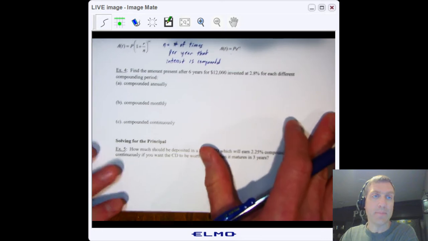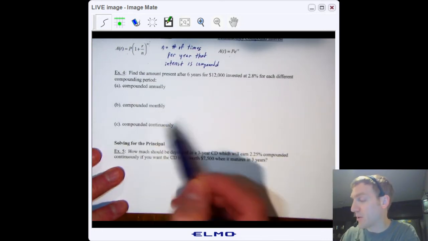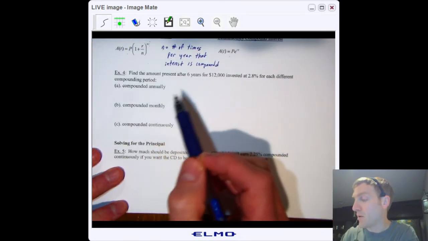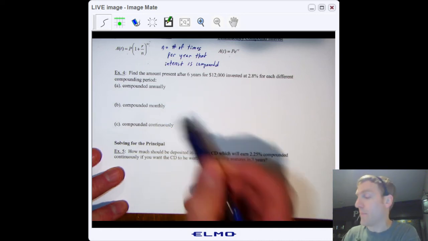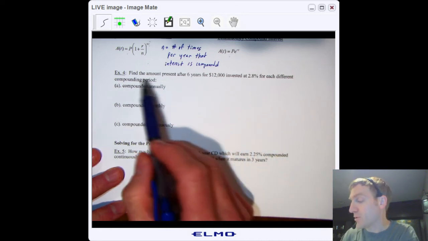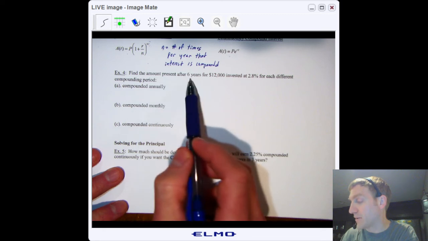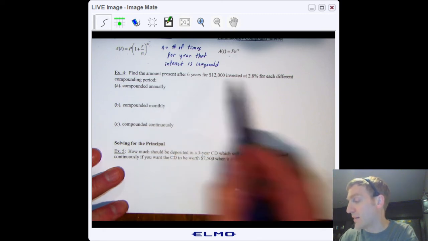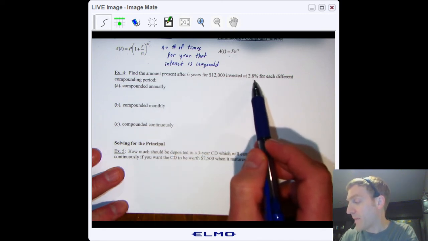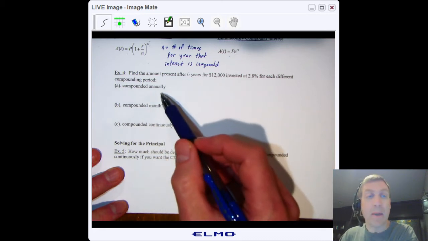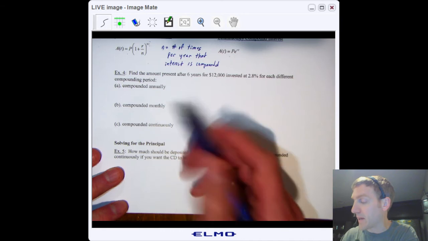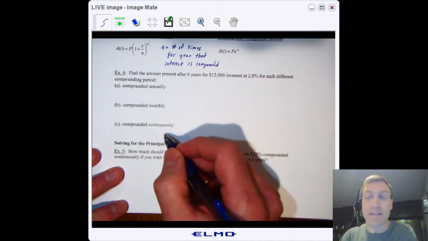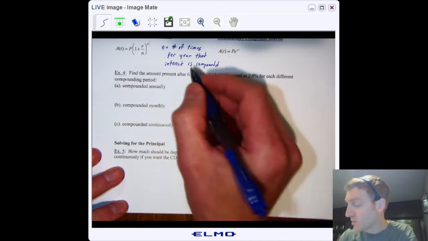So let's do example 4, three different cases here. For this problem, your P, your r, and your t will all be the same. The only thing that's different is the n. So find the amount present after 6 years if you invest $12,000 at 2.8% for different compounding periods. Bank A is going to be compounded annually, part B will be compounded monthly, and part C will be compounded continuously.